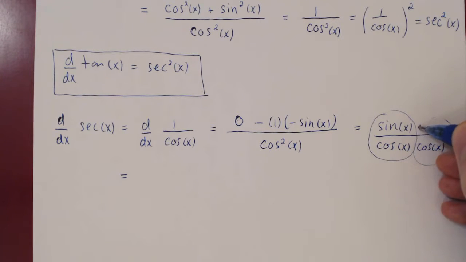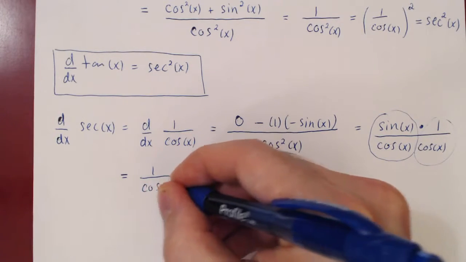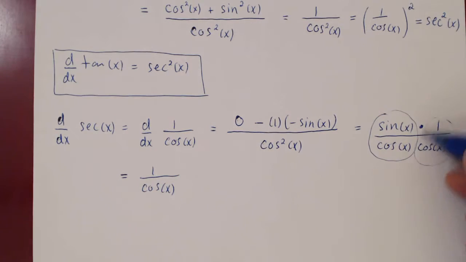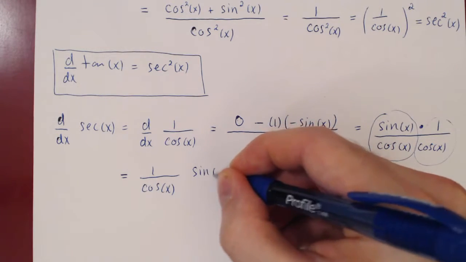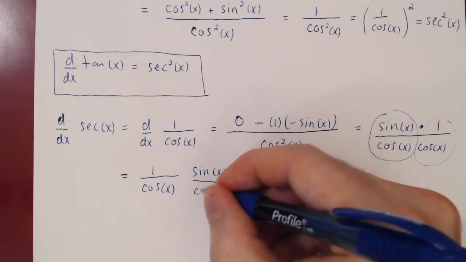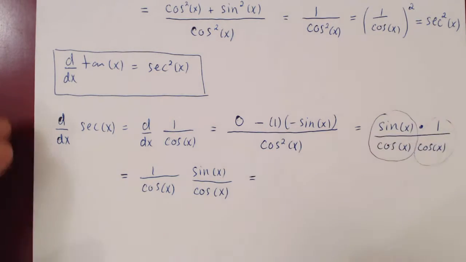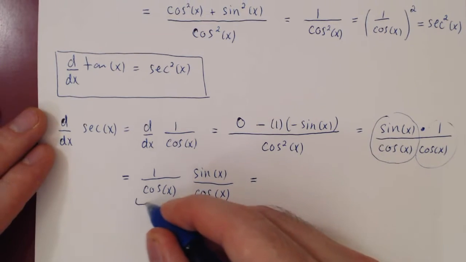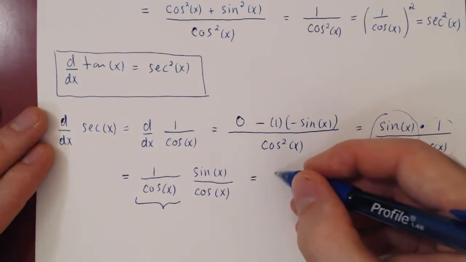If you prefer, this is sine of x times 1. So this will be 1 over cos of x times sine of x over cos of x. But both of these now we have shortcut names for them. 1 over cos of x, this is by definition secant of x.